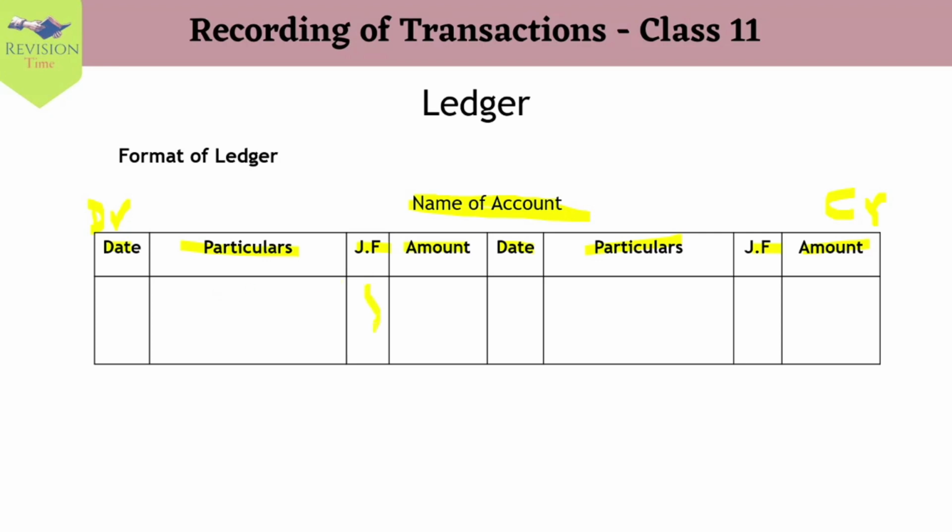Ledger folio is again the page number to refer in which book of journal these entries we can find. Amount is the amount of the transaction. Same on the credit side. Let us take a few examples and understand about posting of ledger now.